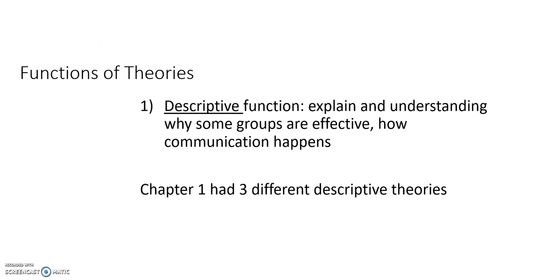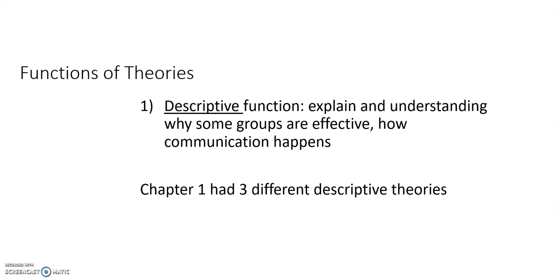So as I just said, theories do basically two different things. They can describe or they can predict. The first is a descriptive function of a theory. And sometimes people call this the explanatory. So descriptive, explanatory, I use both of those terms back and forth. A descriptive theory tries to explain and understand some phenomena. So in communication, you might explain and understand why some small groups are more effective than others. You might describe or explain how communication happens, which is what actually was included in Chapter 1.